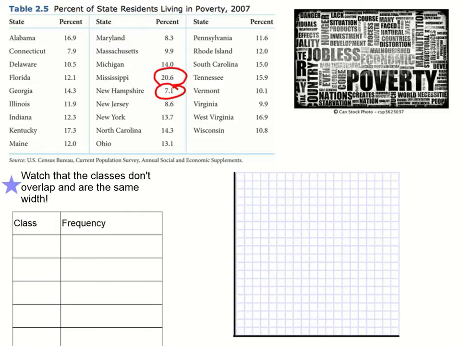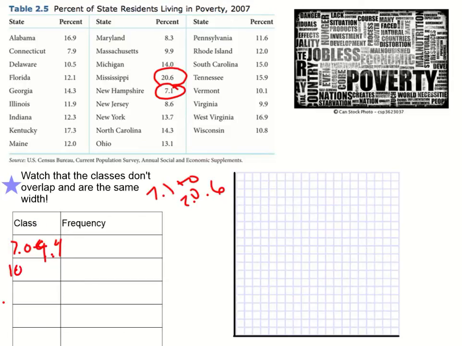What I need to be careful of is that my ranges include from 7.1 to 20.6. So instead of starting at 7.1, let's start at 7.0. And let's count all the way up to 9.9. So this would be my first interval, 7.0 to 9.9. Now I would start my next interval at the next number, which would be 10.0.